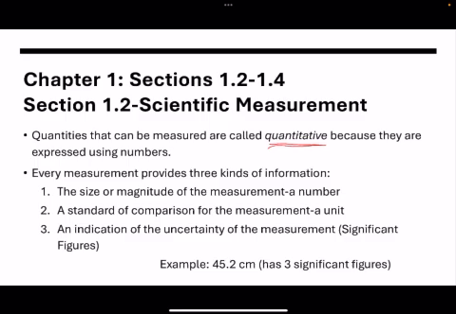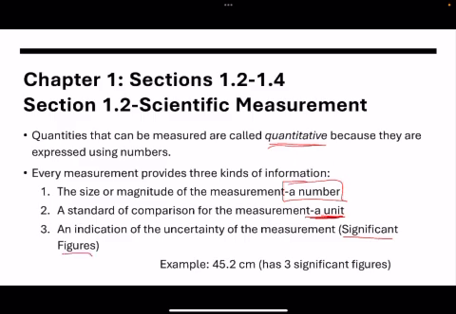So every measurement provides three kinds of information, and these three pieces of information are very important that you record with your measurement. So the first one is, of course, a number, and this gives us the size or magnitude of the measurement. The second one is what's very important in science, and that is a unit, and this gives us a standard of comparison. So, like, meter, gram, kilogram, those are units of measurement, and it is very important to always include your unit of measurement. And then the last thing we're going to spend some time talking about is significant figures.